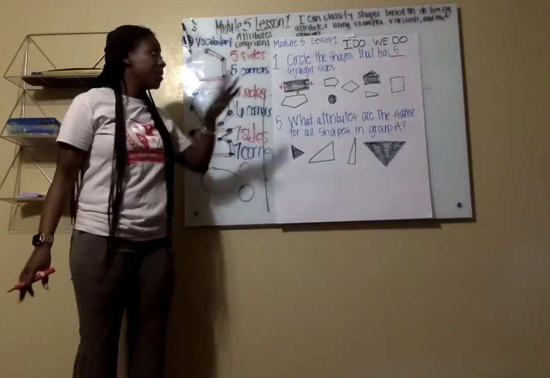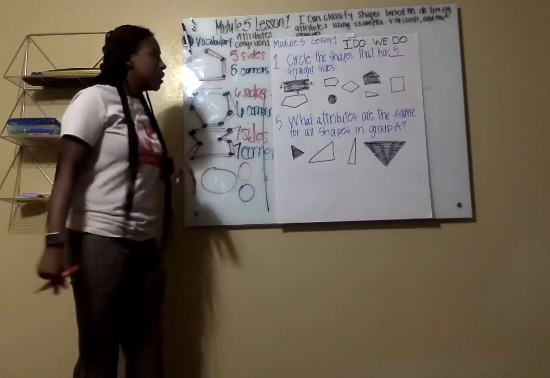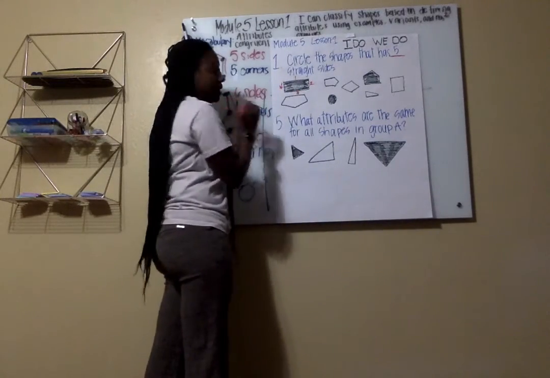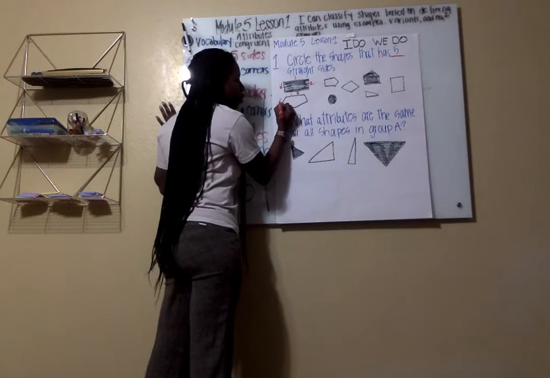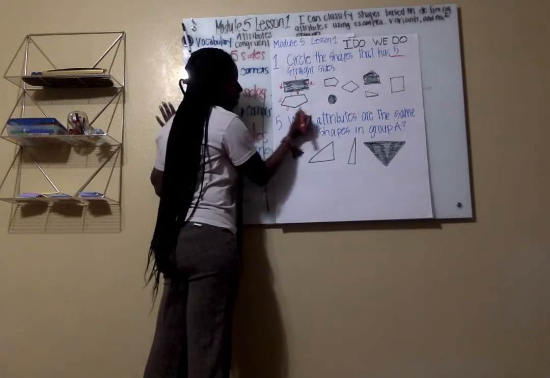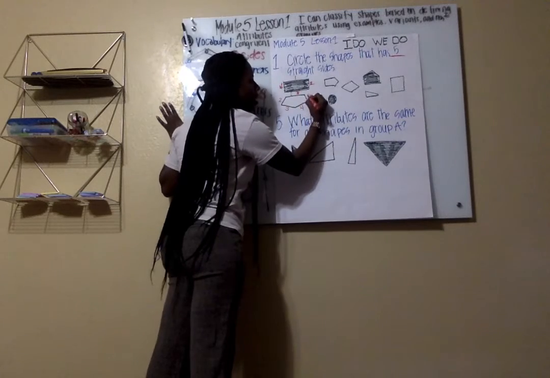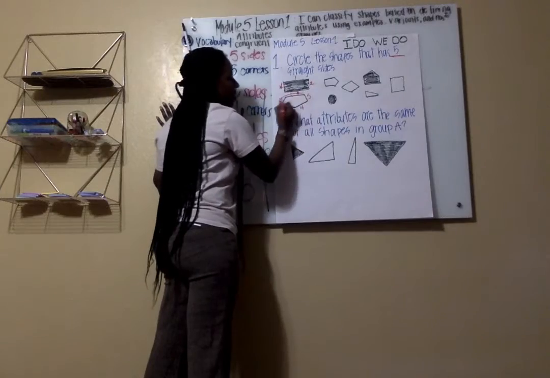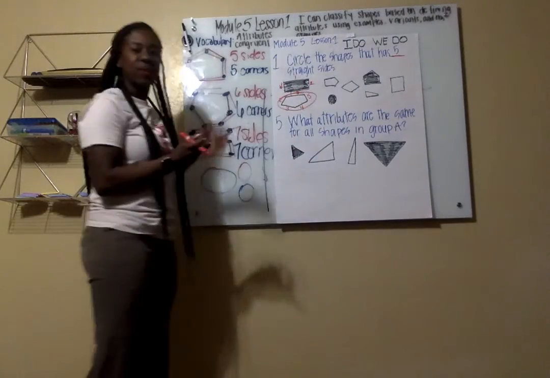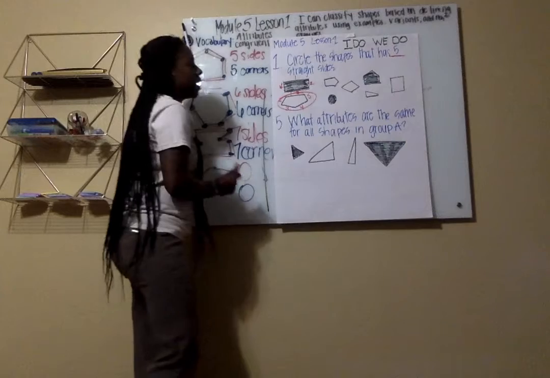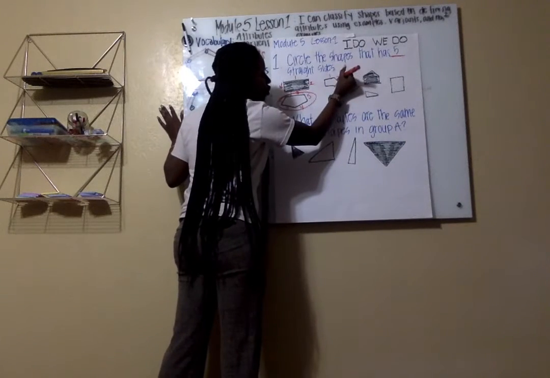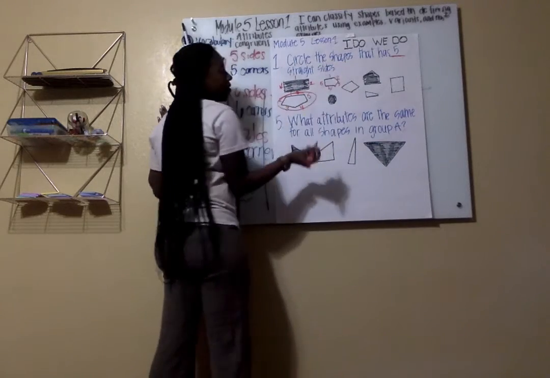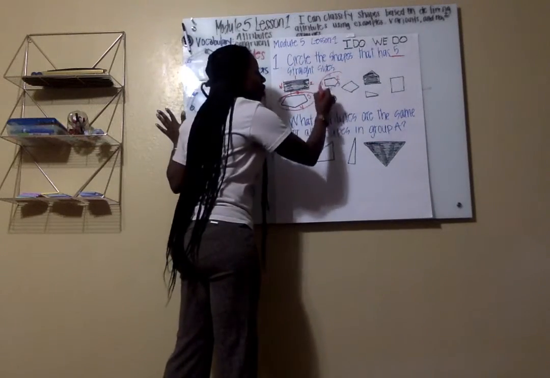So now I know this one does not have 5 sides. So I can go down here below. Let me count, and I'm going to number my sides: 1, 2, 3, 4, 5. This one has 5 sides, so I can circle a shape that has 5 straight sides. Here I'm going to count 1, 2, 3, 4, 5. That one has 5, so I can circle it.